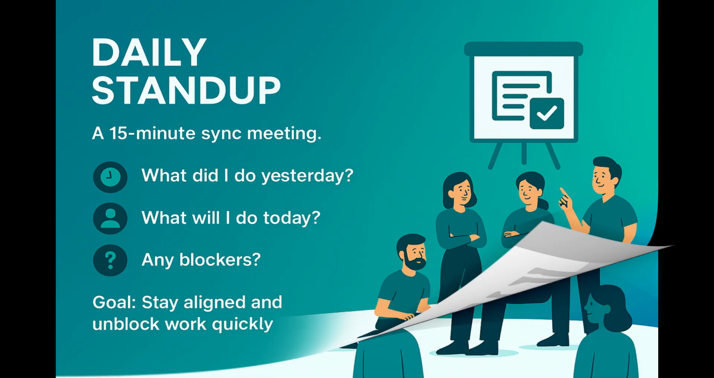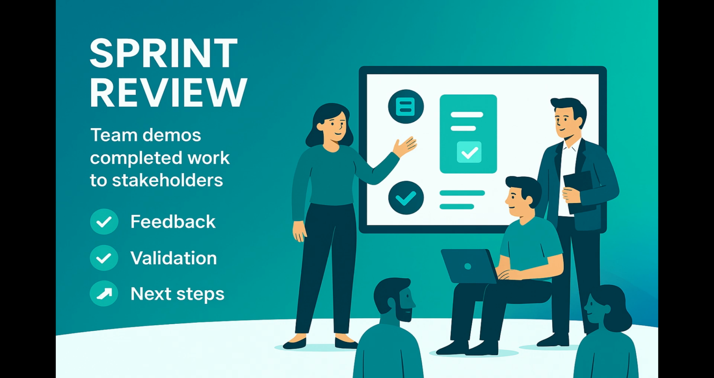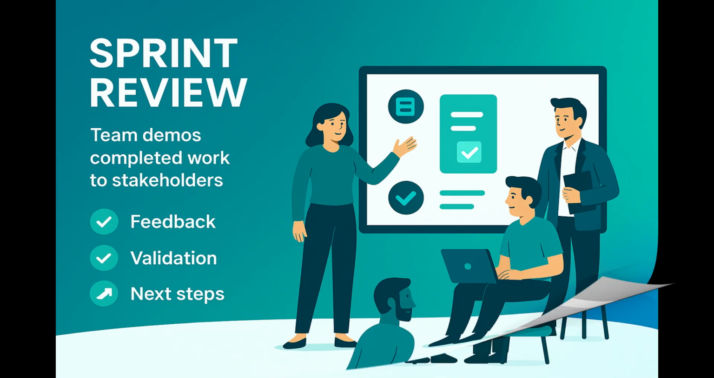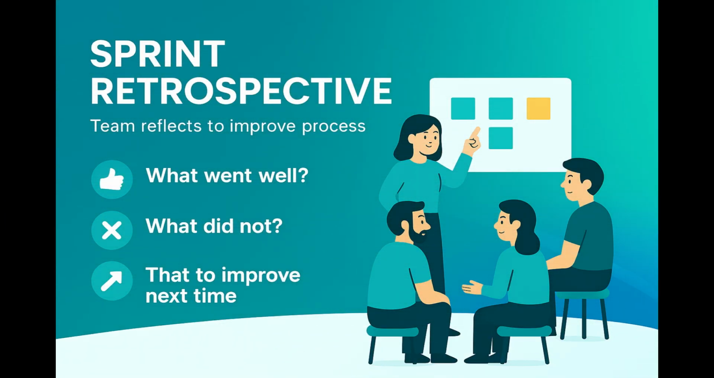At the end of the sprint, the team presents their work in a sprint review. Stakeholders give feedback, and the product owner decides what should be done next. Retrospective. The team then holds a sprint retrospective where they reflect on the process. They discuss what went well, what didn't go well, and what they can improve in the next sprint. Scrum doesn't just build products, it also builds better teams.